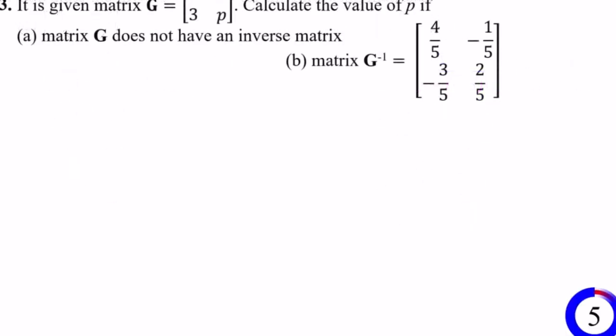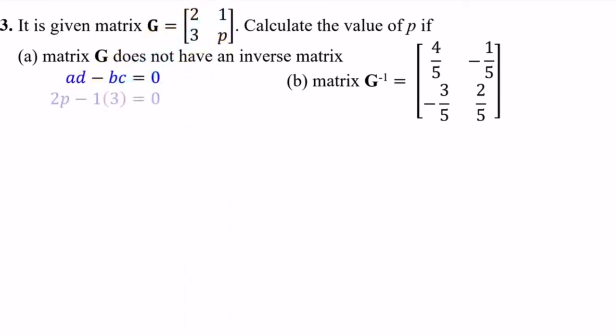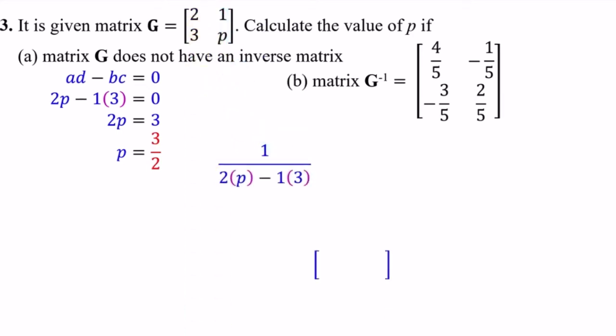Okay, it's given matrix G, alright, calculate the value of P. So we are given the matrix G. So let's see, we have AD minus BC, which is 2P minus 1 times 3 equal to 0. So that means 2P equal to 3, then P equal to 3 over 2. So if P equal to 3 over 2, that means it does not have an inverse.